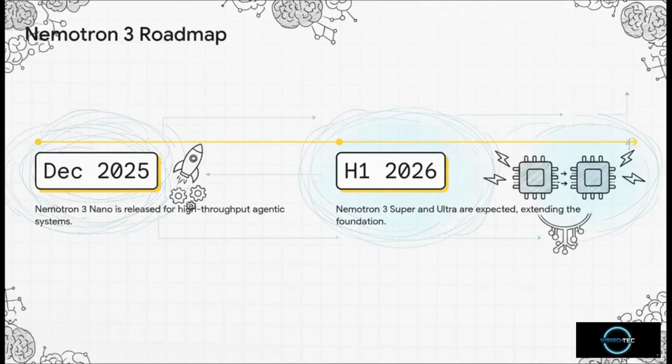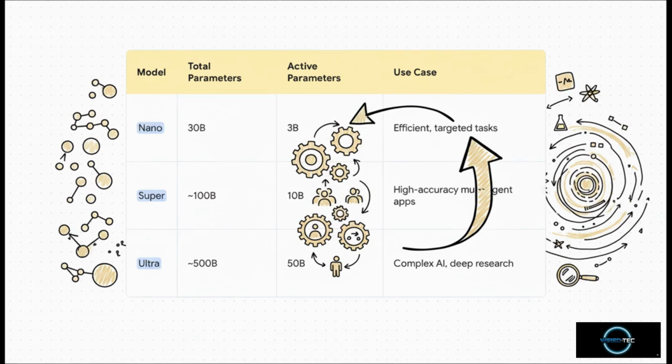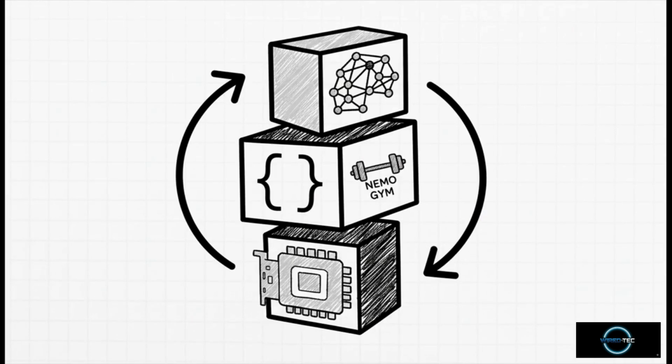So here's the roadmap. We have Nano releasing later in 2025, but just look ahead to the first half of 2026. That's when NVIDIA plans to release the next two members of the family, Nemotron 3 Super and Nemotron 3 Ultra. And the jump in scale here is just staggering. Nano is already powerful with 30 billion total parameters. Super is going to leap to around 100 billion. And then Ultra will be a massive, mind-boggling 500 billion parameter model. These larger versions are obviously designed for the most complex AI applications you can even imagine, from deep scientific research to high-level strategic planning.